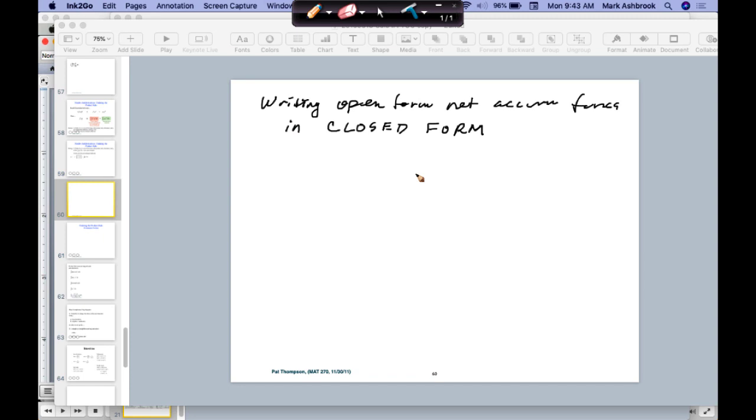Okay? So we're going through a series of techniques for different kinds of rate functions, right? We're looking at different kinds of rate functions, and we're saying if the rate function is like this, we've got a technique for that to get the closed form of the net accumulation function. So let's kind of review that. So first we had undoing the chain rule.